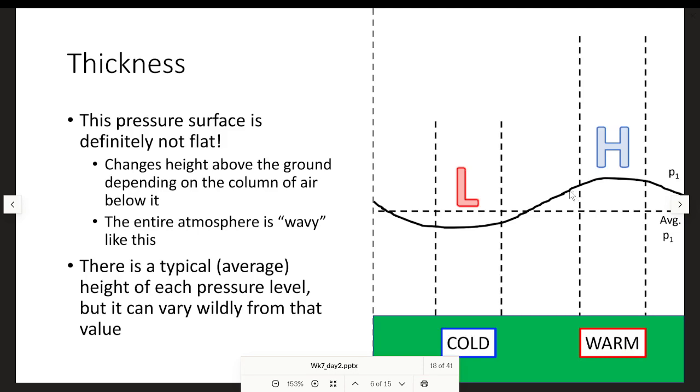The pressure surface is definitely not flat. This is like the line we had before of the constant pressure surface. It's going to look more like this. The pressure surface changes height above the ground depending on the column of air below it, and the entire atmosphere is wavy, like so. There's a typical height of each pressure level, but it can vary pretty significantly from that value. That's just a mean.